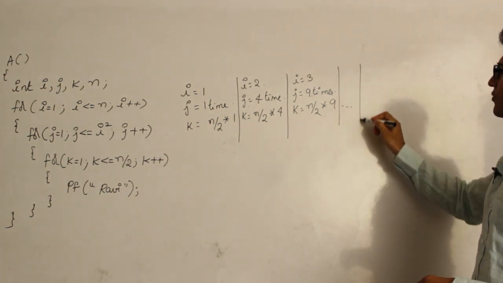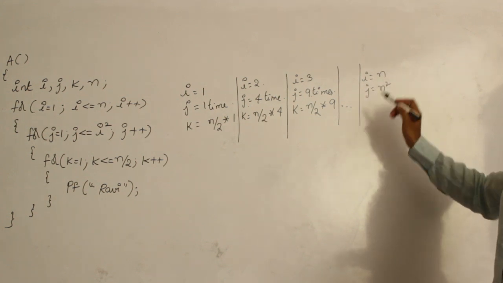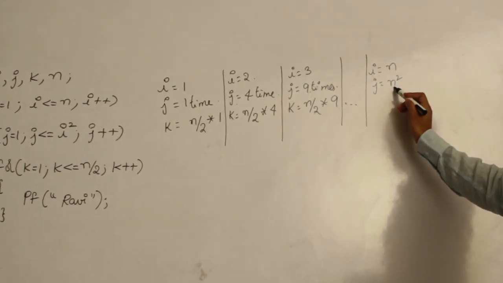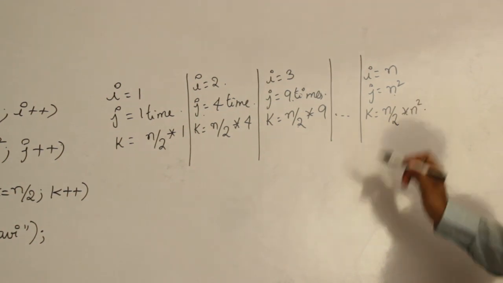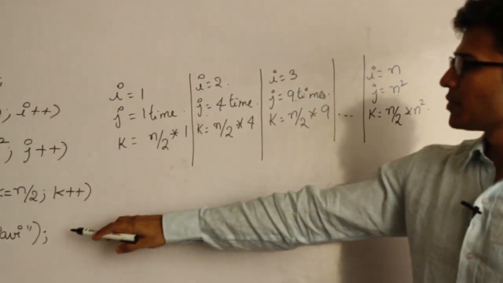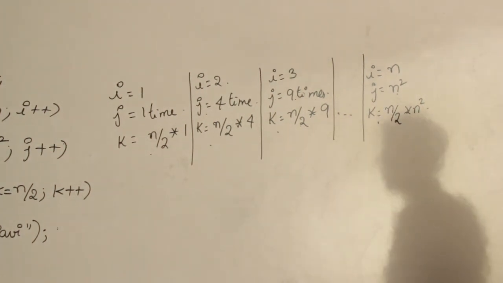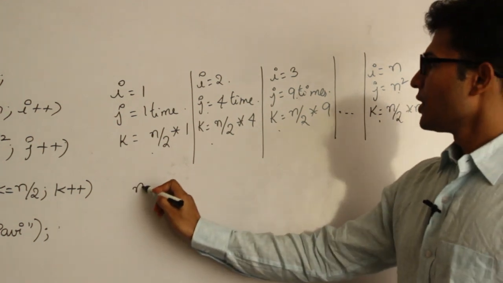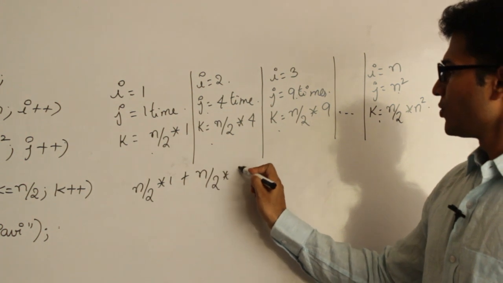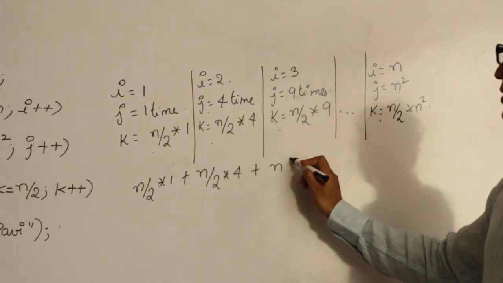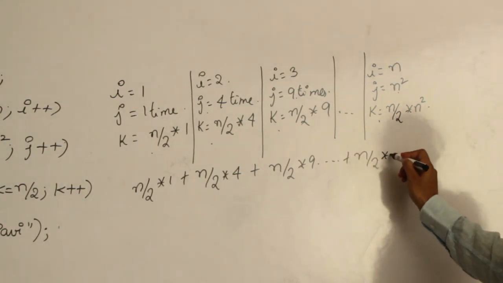So on, for i equal to n, j gets executed n square times, and for every execution of j, k will get executed n by 2 times, therefore n by 2 into n square. Now the total number of times this printf will be printed is the total number of times k is getting executed. Therefore what is that number? n by 2 into 1 plus n by 2 into 4 plus n by 2 into 9 plus so on plus n by 2 into n square.